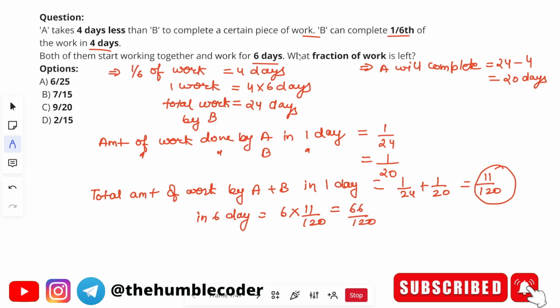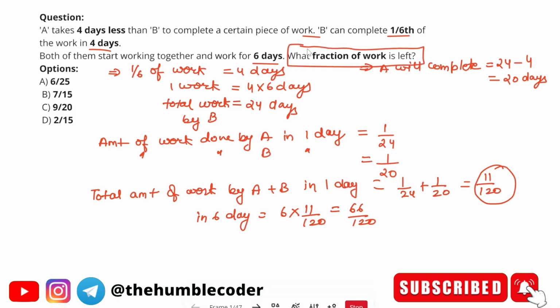Now what was asked to us is what fraction of work is left. After they both do the work in 6 days, there will be some work left out of the total work. So how can we find that? We have to consider total work as 1 minus the work that they have done in 6 days, which is 66 by 120.